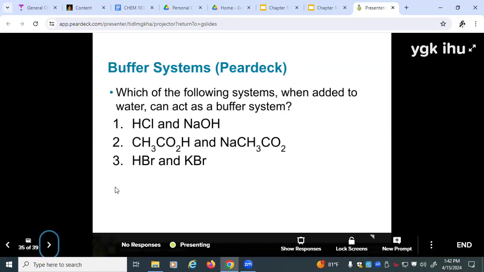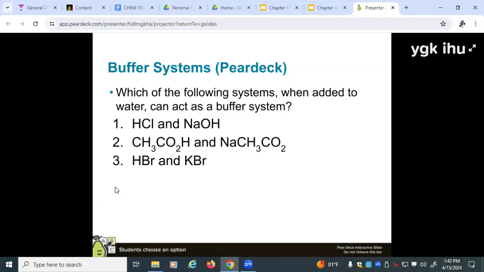All right, one final question for us as we close out for today. I've got 3 different systems on the board. Which of these can act as a buffer?